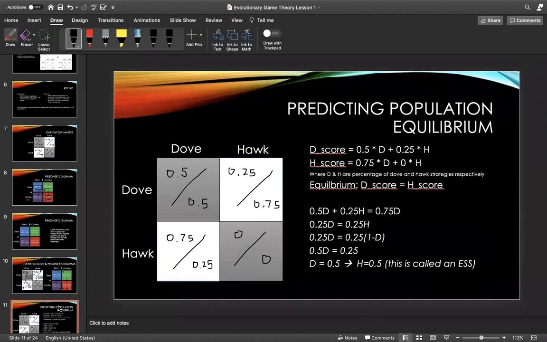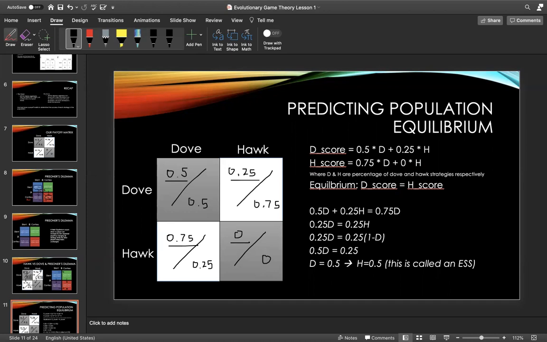So the way we assign scores typically is, say, someone plays dove. If someone plays dove, these are, by the way, the payoffs. They get 0.5 for every dove they interact with, 0.25 for every hawk they interact with, and then you can repeat it for hawk. If you're a hawk, you get 0.75 for every dove you play with, and 0 for every hawk you play with. And all you have to do is just set these equilibrium scores equal, and that's actually how you calculate what the equilibrium concentration is.